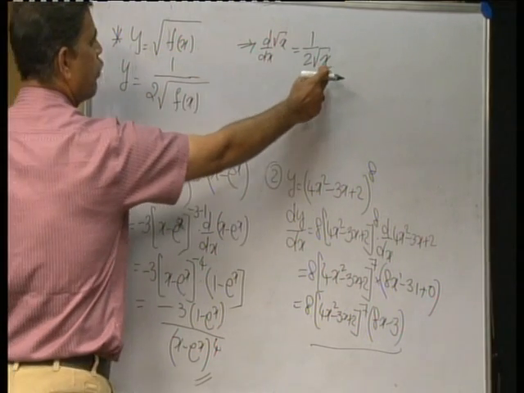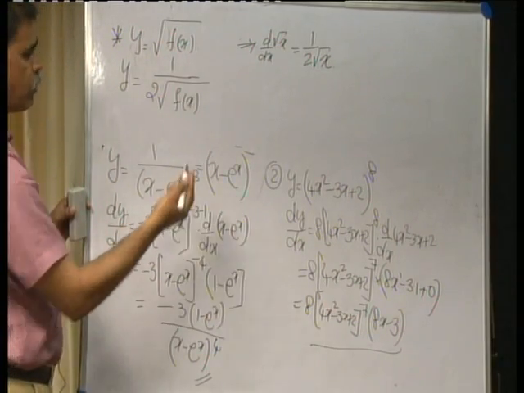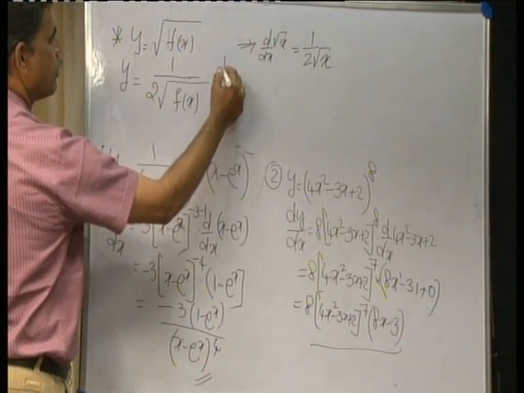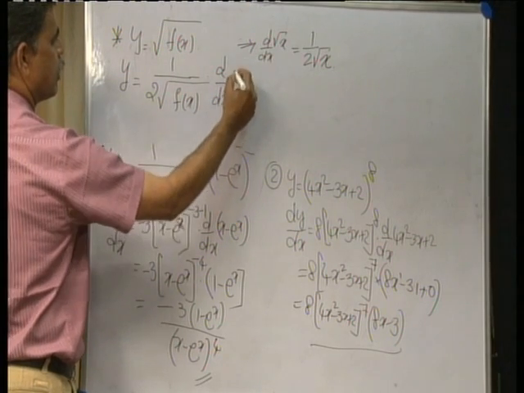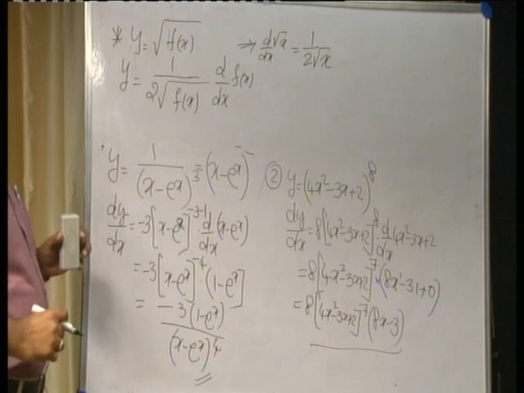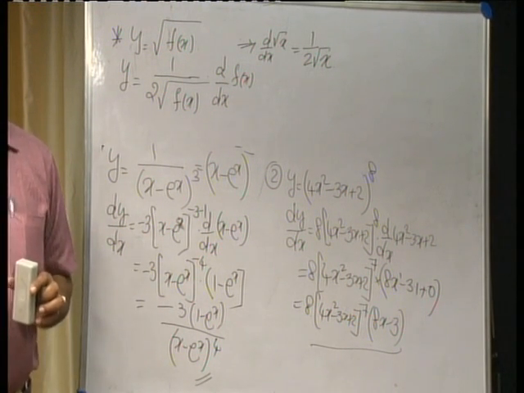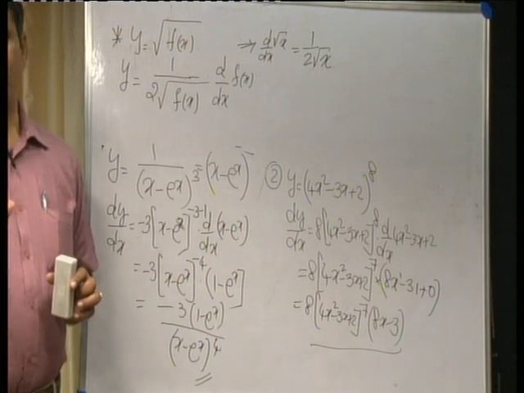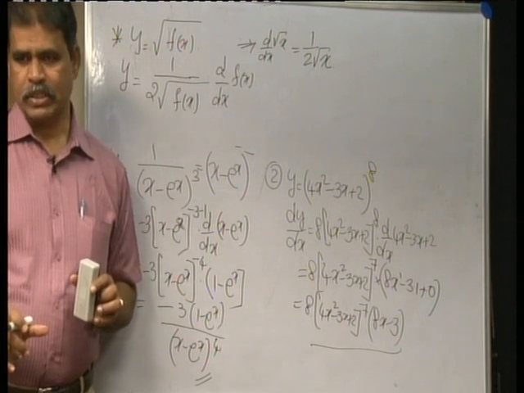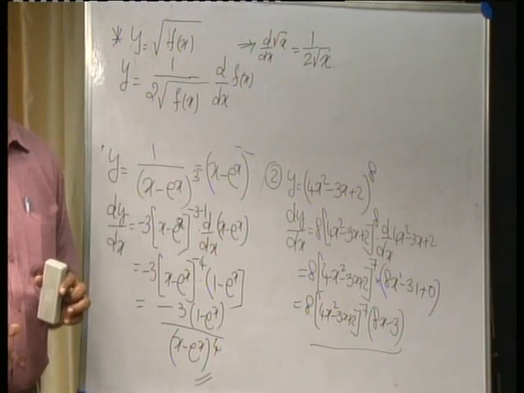We could stop at this stage, but here we need to write one more step, that is, the differentiation of the function, d by dx of the function. This is the standard form for root of function. Differentiation of root of function is 1 by 2 root of function into d by dx of function.